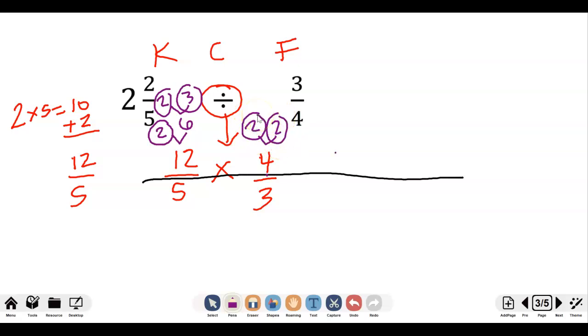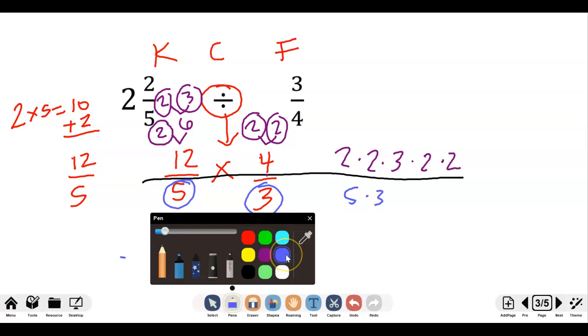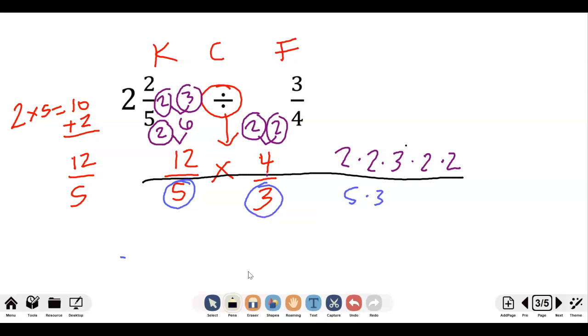So now in the numerator, I've got 2 times 2 times 3 times 2 times 2. In the denominator, I'm looking at 5 is prime and so is 3, so I don't have to do any branches there. I just have 5 times 3. And I can cancel 3 on top and 3 on the bottom. And I'm left with 2 times 2 times 2 times 2, which is going to give me 16. And on the bottom, I just have fifths.